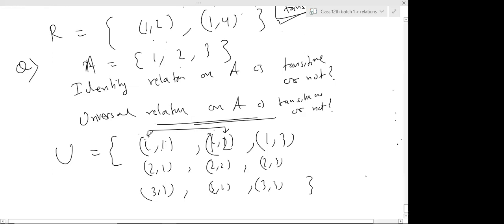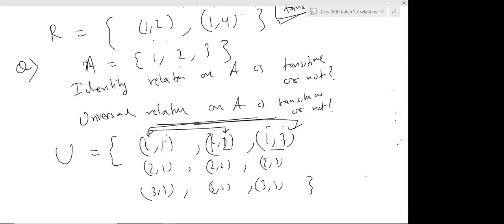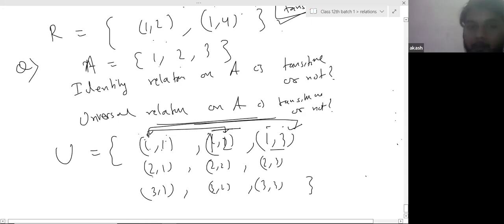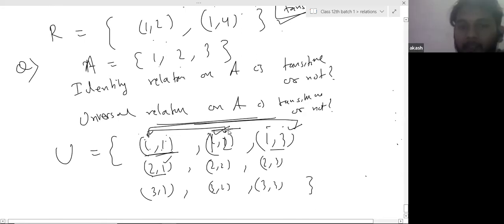All right. Now again (1,1) and (1,3). So (1,3) must be there, and (1,3) is there. Is this clear? Yes, sir. All right. Now (1,2) is there and (2,1) is there. That means (1,1) must be there. It is here. Is this clear what I am doing, or is it all confusing? It's clear, sir. All right. And (1,2) is there, (2,2) is there. That means (1,2) must be there, and it is there.